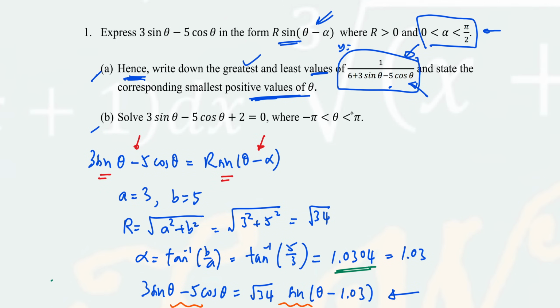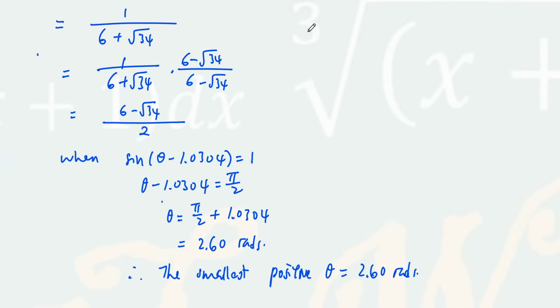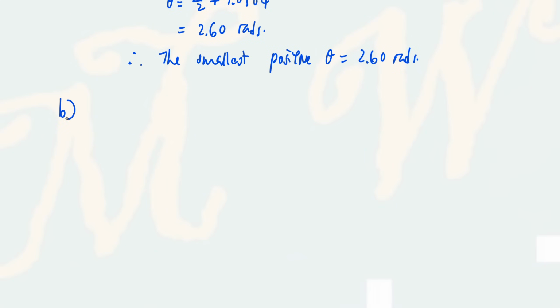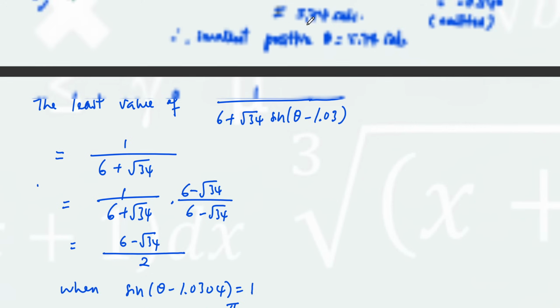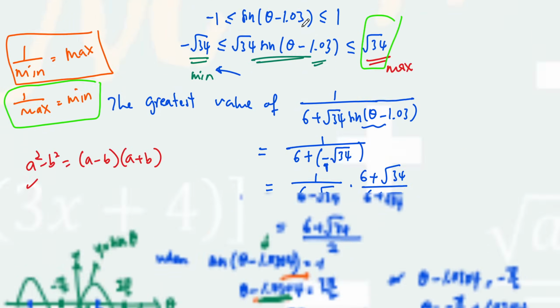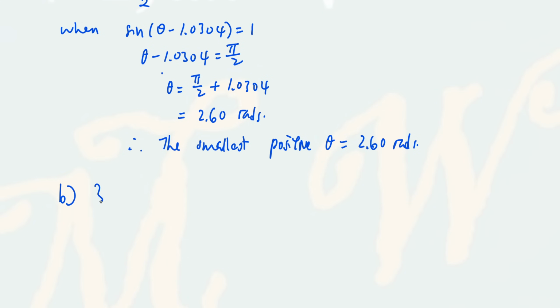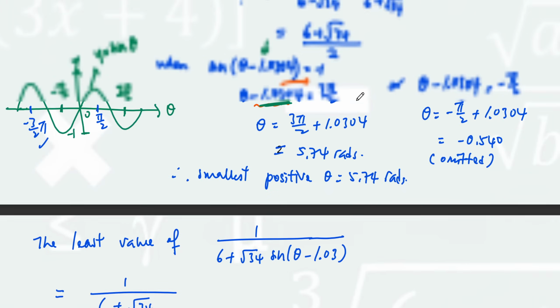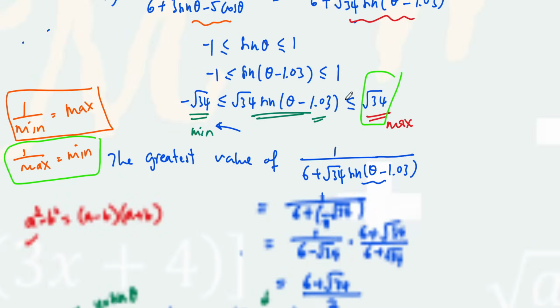Now for part B, solve the equation. You should realize that these two terms are the same as the harmonic form, so I will just use the answer from the first part to solve it. Now B: 3 sine minus 5 cos plus 2 equals 0, and the interval is minus pi to pi.